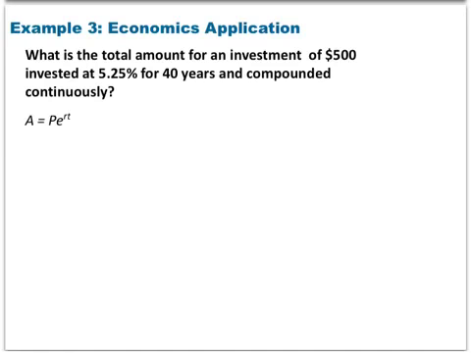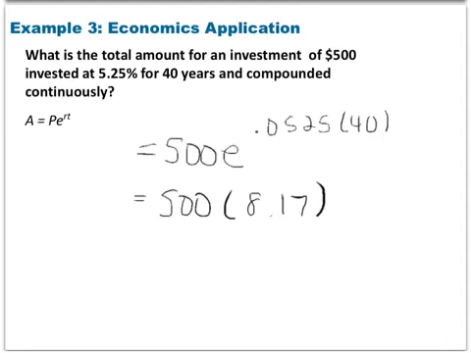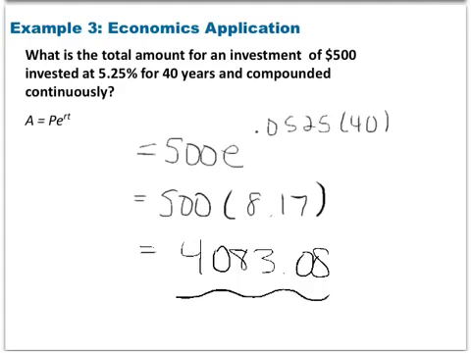Okay, what is the total amount for an investment of $500 invested at 5.25% for 40 years and compounded continuously? So I have my principal, 500, times e to the 0.0525 times 40, and let's do some math. e to the 0.0525 times 40 calculates out to 8.17, multiply that by 500 and I get $4,083.08, a much better investment.